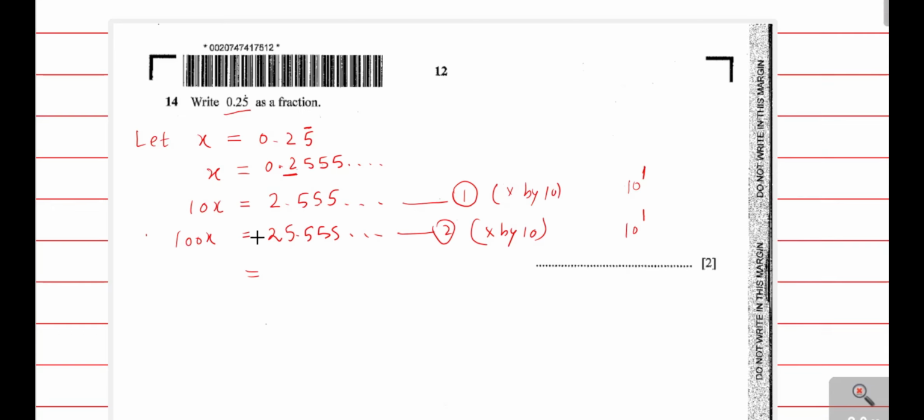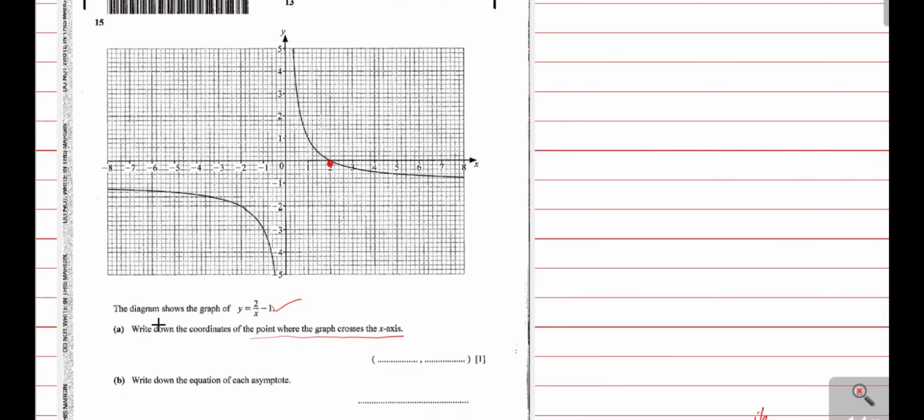After, we will take the difference of these two equations. Now we will subtract equation 1 from 2. And after subtracting, we get 90x will be equal to 23.00, and we can write this x equal to 23 over 90, and this is the answer of this recurring decimal.